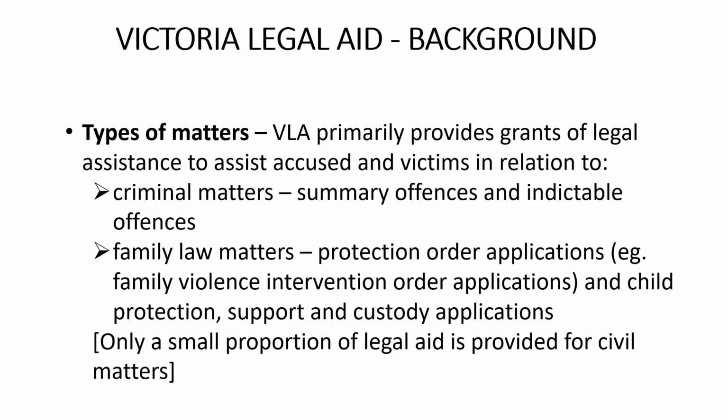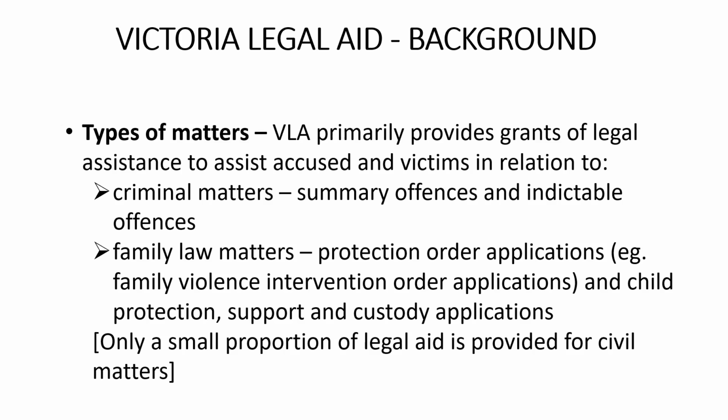Because there is not enough legal aid to meet the community's needs, Victoria Legal Aid has to prioritise the matters that it funds through legal aid, including through the grants of legal assistance that it makes. Around 50% of the amount that Victoria Legal Aid pays through grants of legal assistance is put towards criminal matters, such as defending an accused who has been charged with a summary offence or an indictable offence, or funding an appeal by an accused against their conviction. This is legal aid that is mostly provided to accused people.